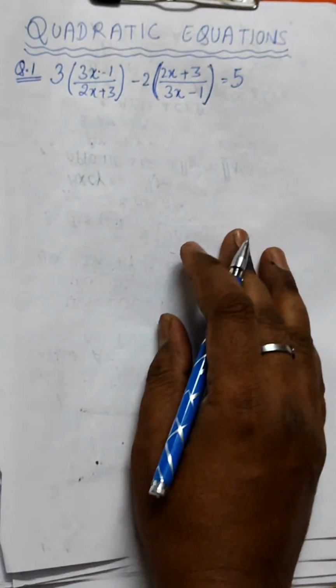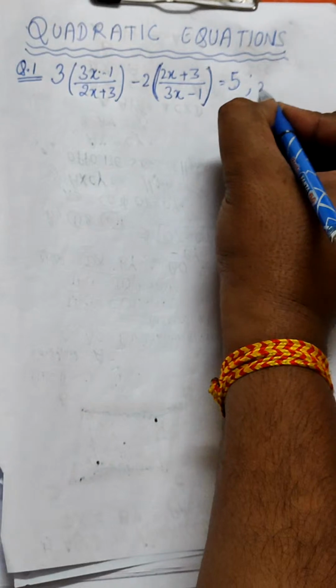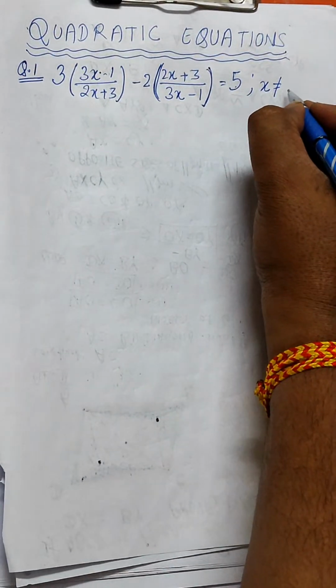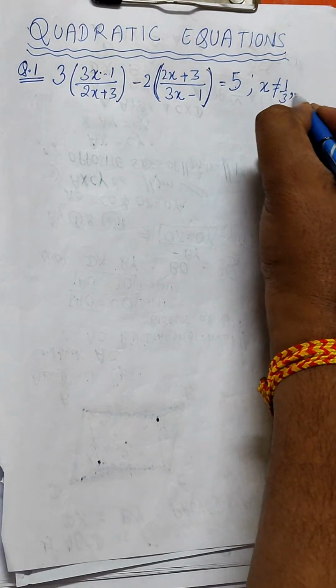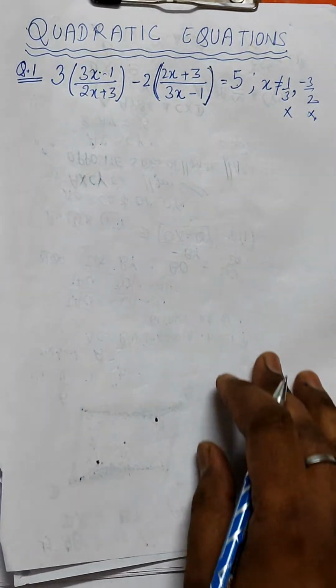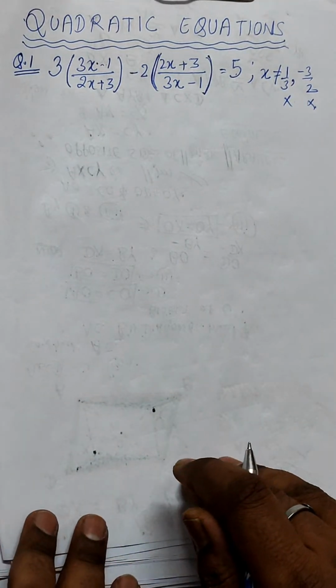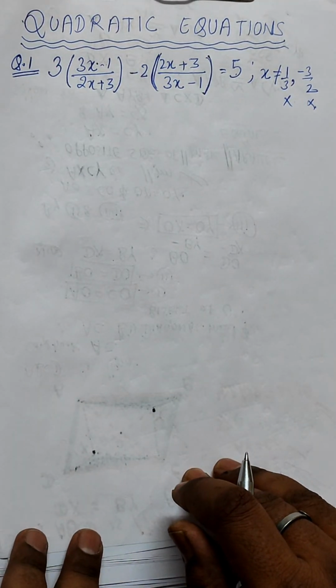This is the quadratic equation given to you, but the condition is also given to you. The value of x should not be equal to 1 by 3 and minus 3 by 2. So these values are excluded. So you need to solve this question. How you are going to initiate, you can just watch the steps.